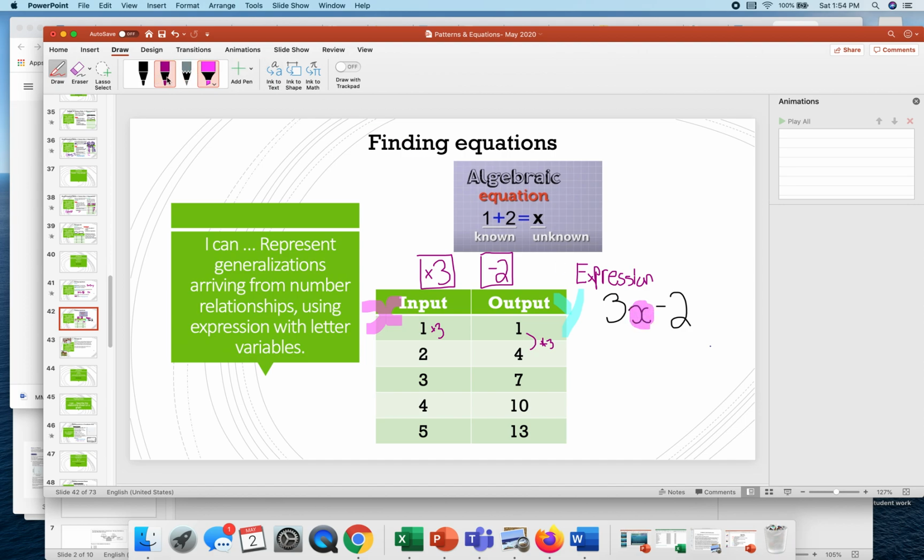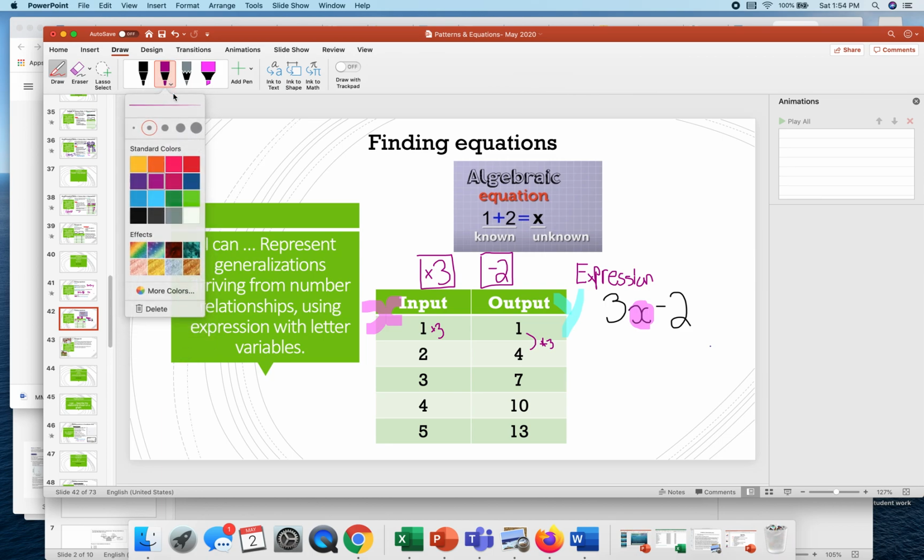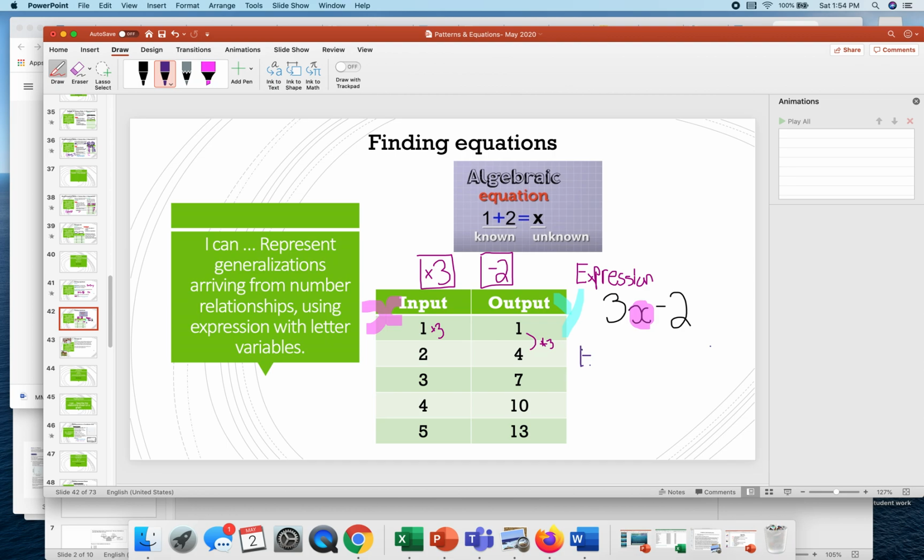Now if I'm going to write my equation, which is something a little bit different, equation. So for my equation, it's really not that different. This isn't mind-blowing stuff, but basically it is just this: the same part as your initial expression, 3x minus 2.